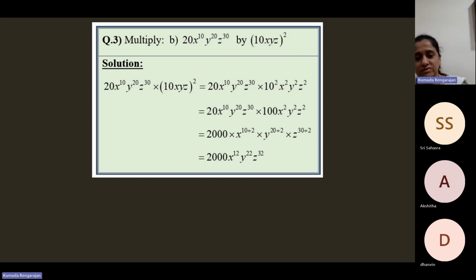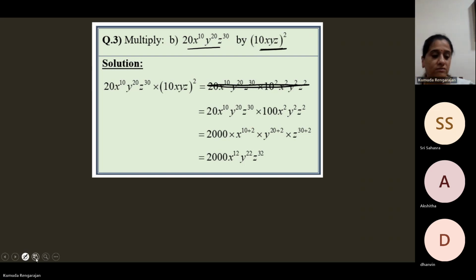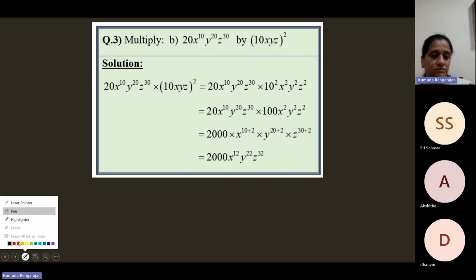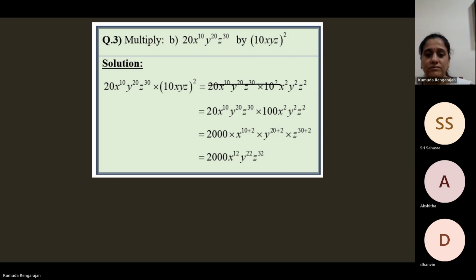Because we're just getting started with the chapter, we're showing so many steps. Otherwise, you can just write the answer in one step. Now multiply this by this one. If you want, you can ignore this step. But we can directly just add the powers. Okay. So multiply these two.